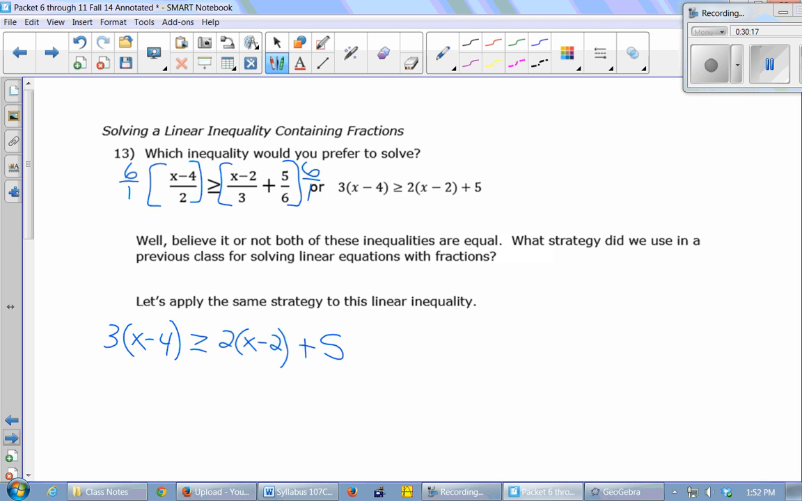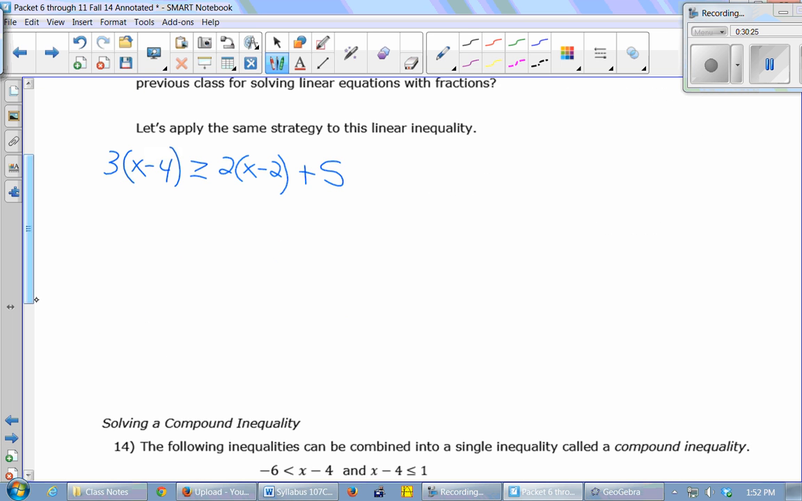So these two inequalities are actually equivalent. They have the same set of solutions. And then we solve this one.